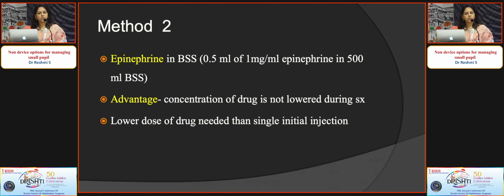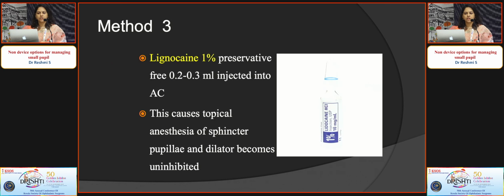The second method is also using epinephrine, but we mix 0.5 ml epinephrine in 500 ml of BSS. The advantage is that the concentration of the drug is not lowered during the procedure and only a lower dose of drug is needed than a single initial injection. The next method is using 1% preservative-free lidocaine injected into the anterior chamber. This causes topical anesthesia of the sphincter pupillae and the dilator becomes uninhibited.